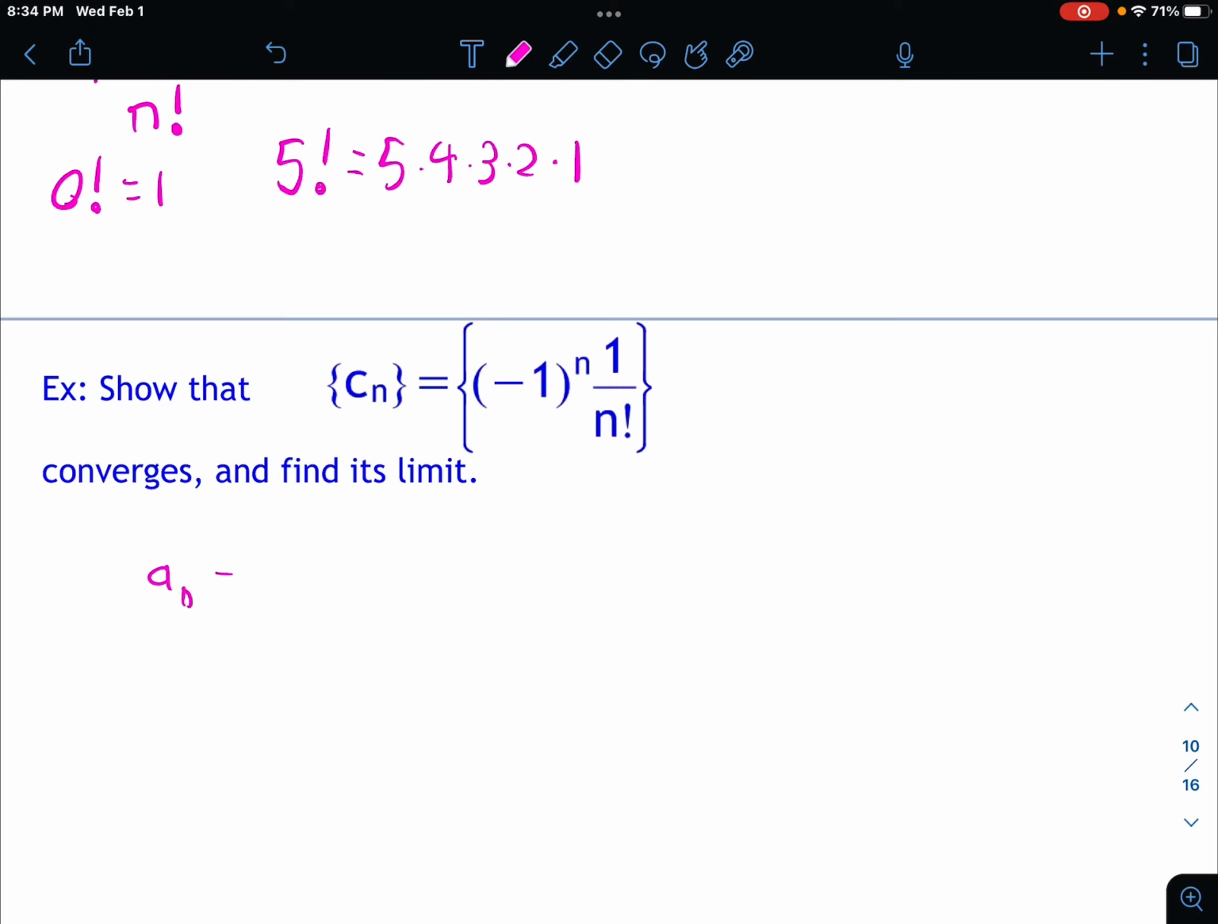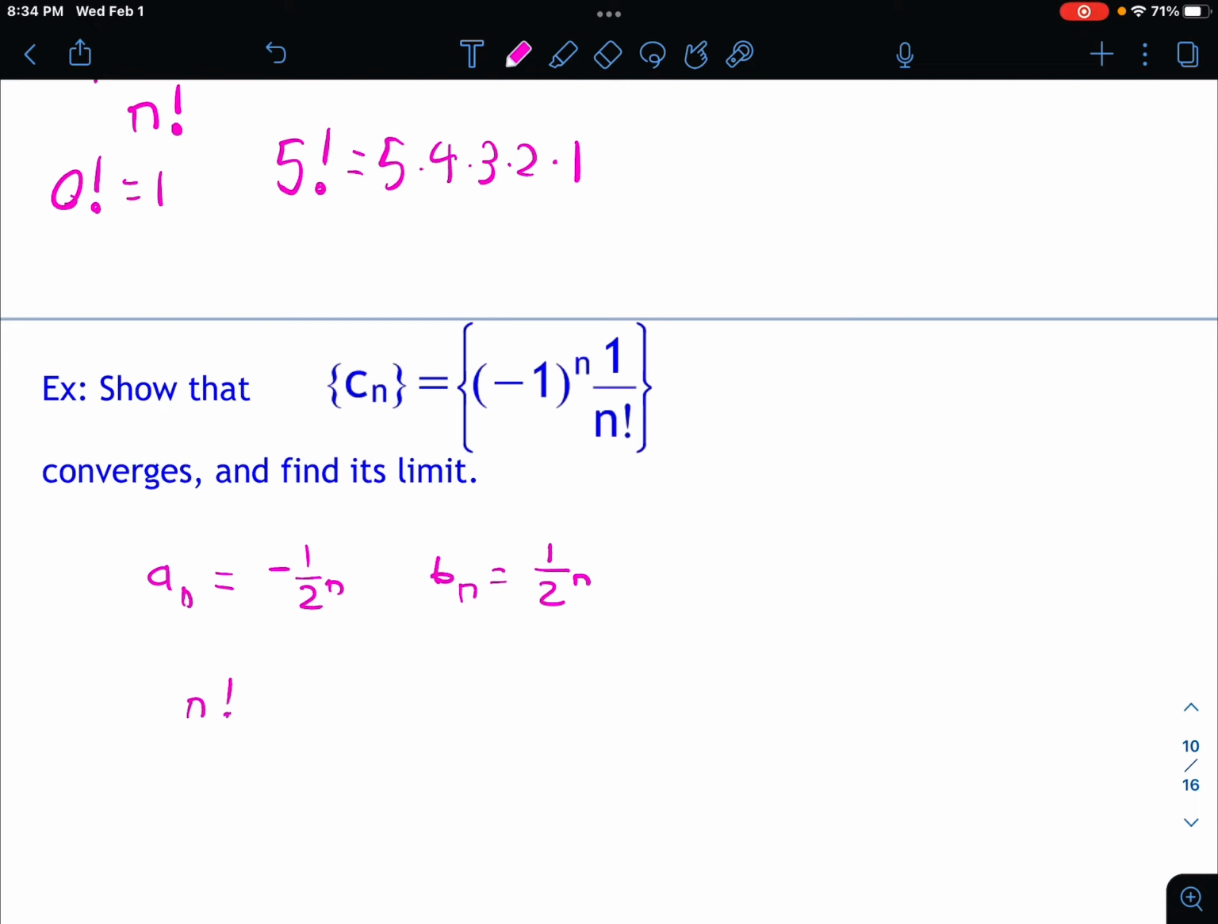We're going to take a sub n equals negative 1 over 2 to the power of n, and then we're also going to compare this to the positive version of this, b sub n equal to 1 over 2 to the power of n. Okay.